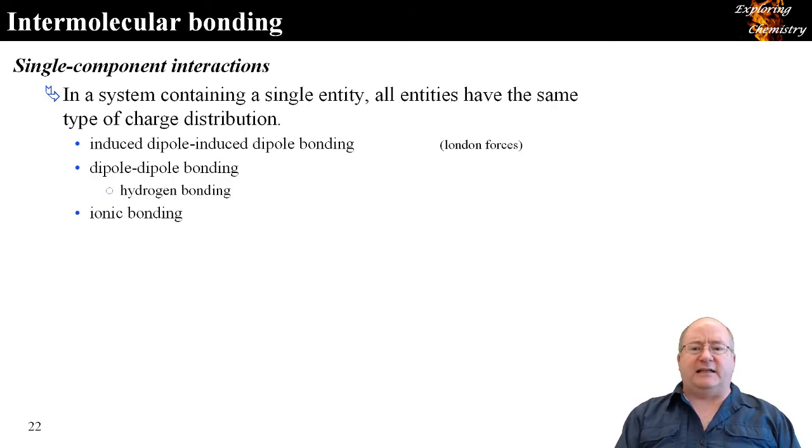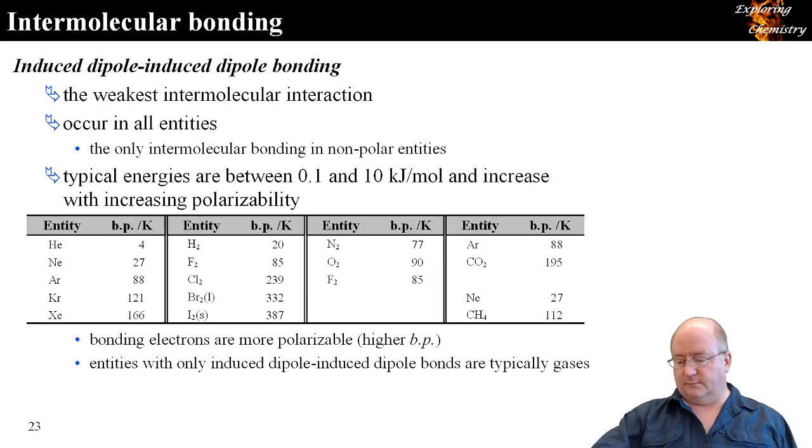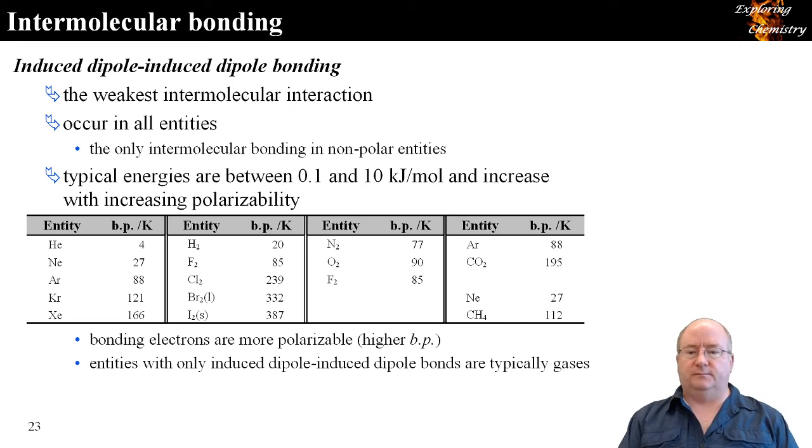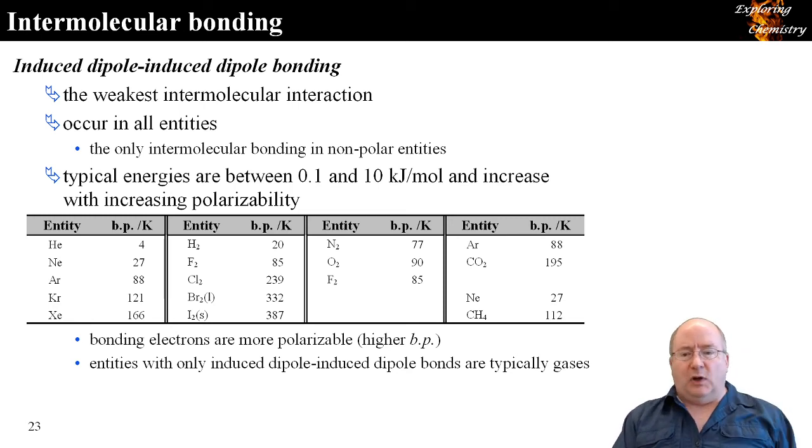We're going to start by looking at single component interactions: induced dipole, dipole-dipole, and ionic bonding. As I mentioned, induced dipole is sometimes called London forces. So to start, induced dipole interaction is the weakest intermolecular interaction. Typical energies are between 0.1 and 10 kilojoules per mole, and of course it increases with increasing polarizability. Below that are some examples.